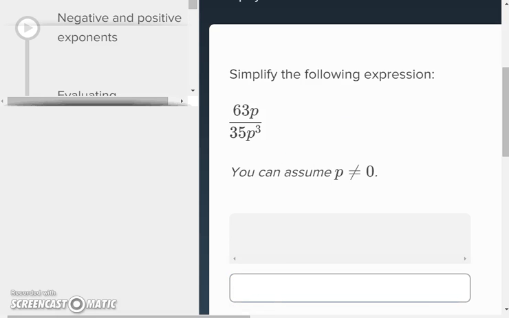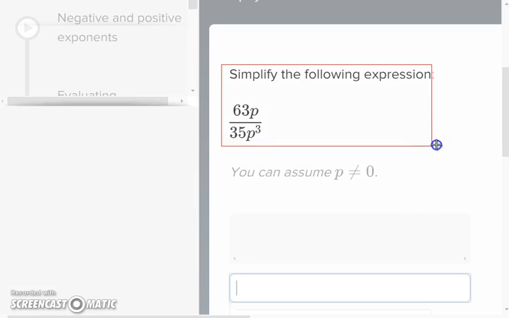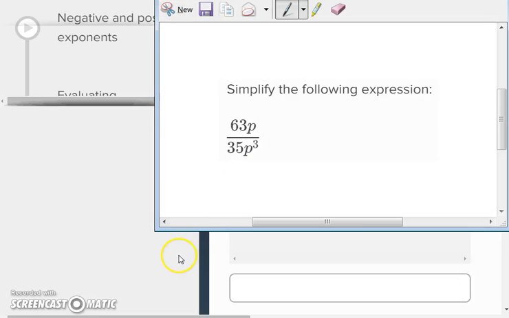Ooh, this has a good fraction. But I'm not going to be scared of it because I know how to simplify fractions. It's not a big deal. I'm not the least bit scared of fractions.